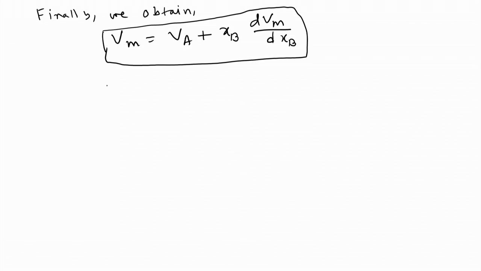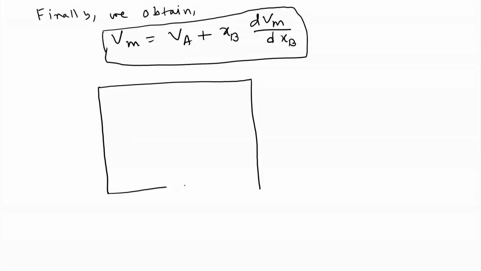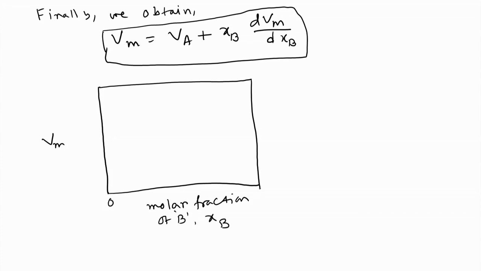Okay. So, now if we plot molar volume Vm versus mole fraction of component B, mole fraction of B or xB, x goes from 0 to 1, okay. So you get some kind of this type of plot you can expect, okay. Suppose you are getting this kind of plot.